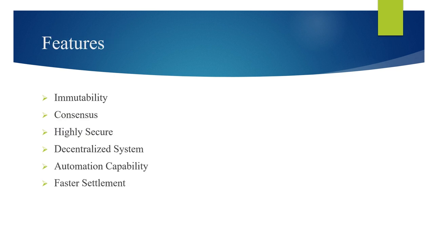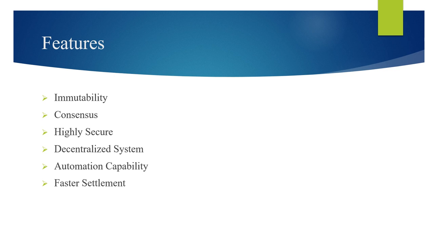Then the second slide is about the features of the blockchain. The first feature is immutability. Immutability means no one can change the data in the block. If someone changes the data in the block by doing some anonymous activity, then the hash of the data should be changed.